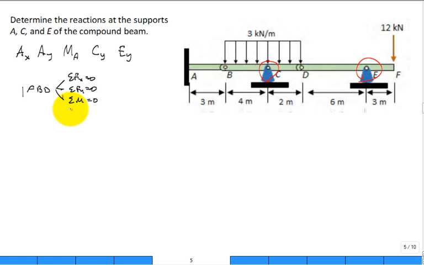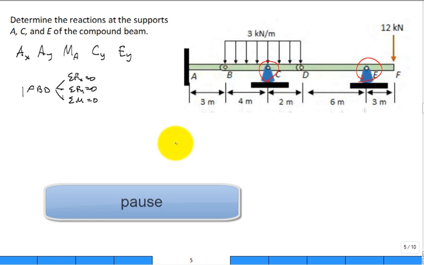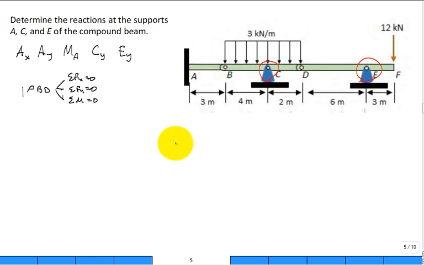More free body diagrams. So how many free body diagrams are you going to get? 3, right? So draw those 3 free body diagrams, please. I need 3 of them. All right, so let me pick it up here a little bit.